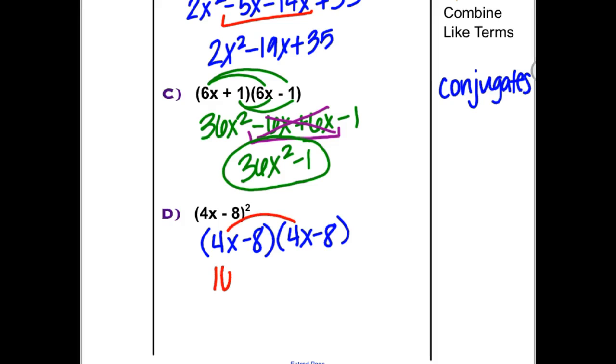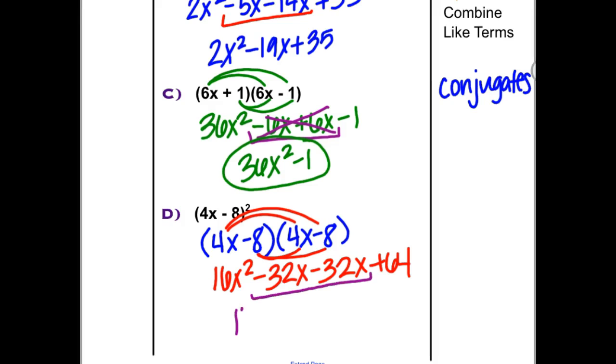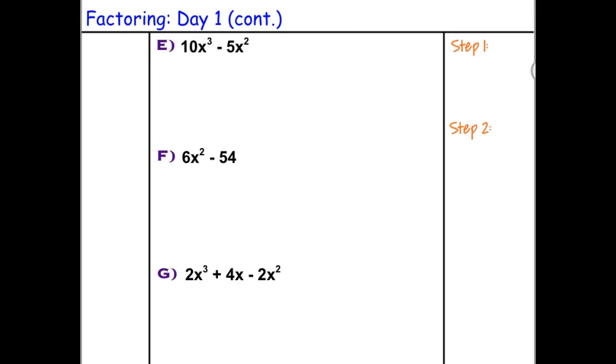So we get 16x squared minus 32x minus 32x again, and plus 64. When we combine those two like terms in the middle, we get 16x squared minus 64x plus 64. So now that we've had some of that practice, let's get into factoring. Our 2 factoring methods for today are GCF and difference of squares.